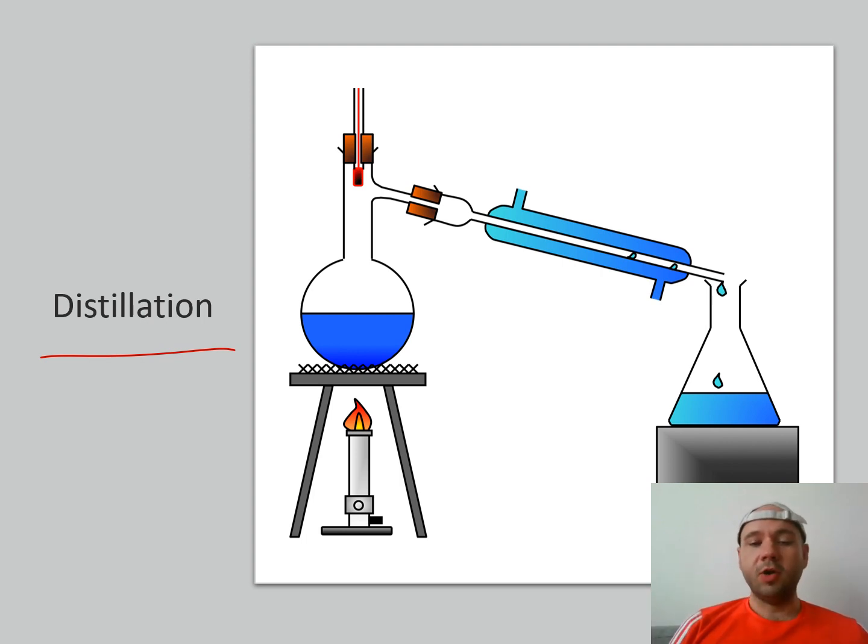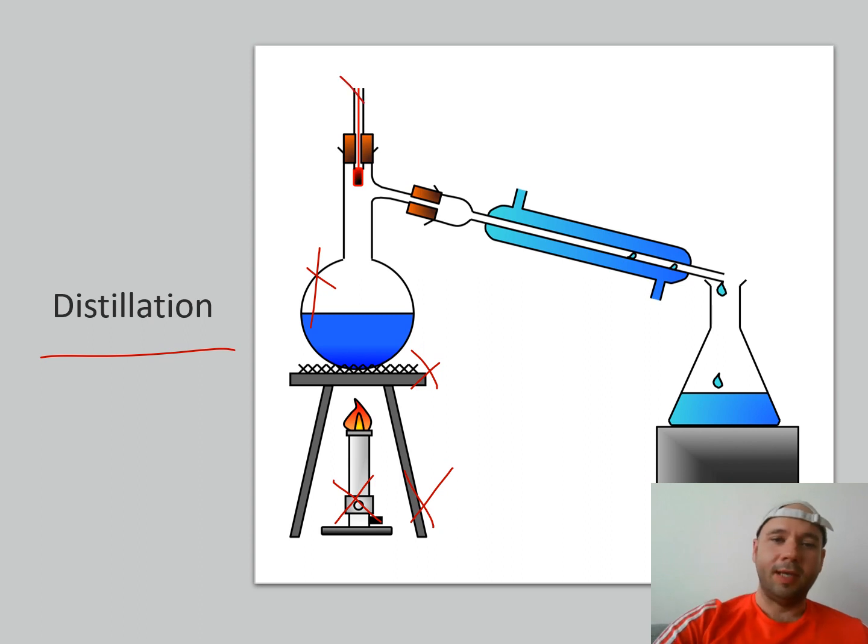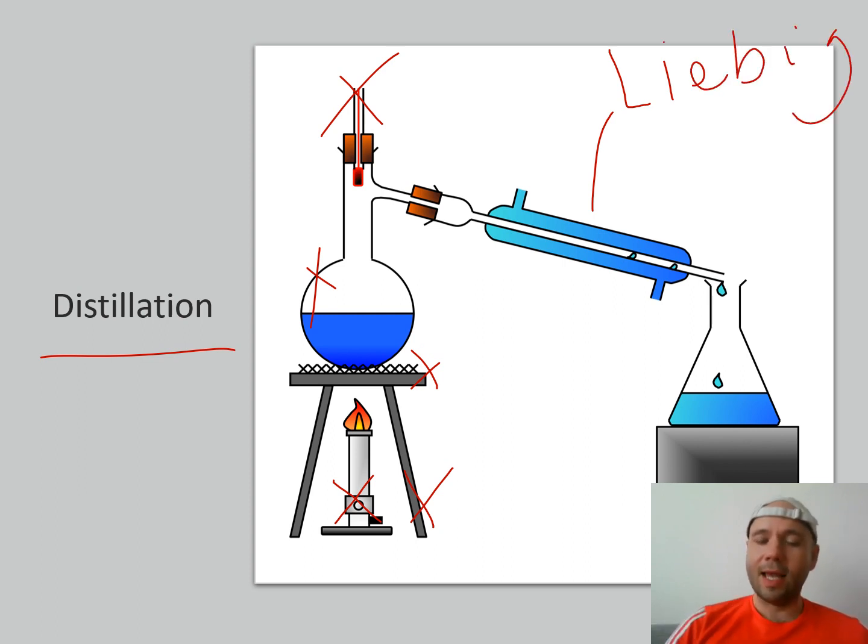Okay, so going through the equipment that we require for distillation, we need a tripod, a Bunsen burner, a gauze, a flask to place our initial solution inside of. We need a thermometer, the special piece of equipment, the Liebig condenser. And lastly, we need a conical flask.